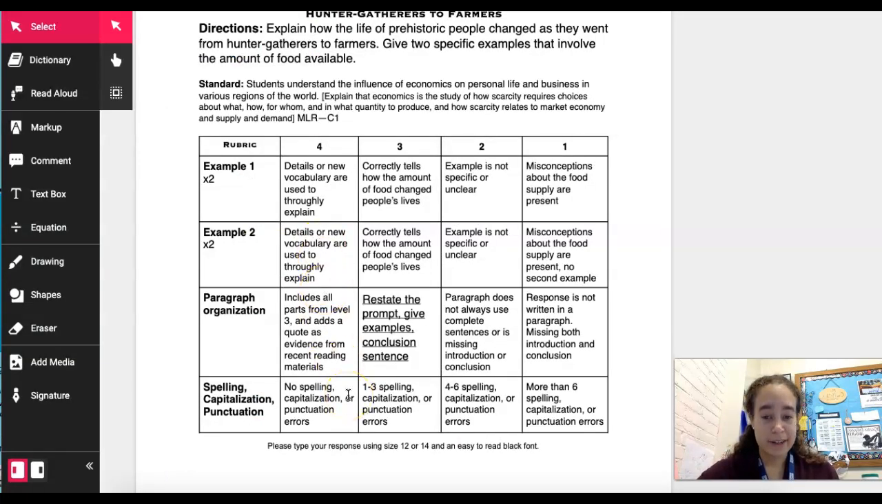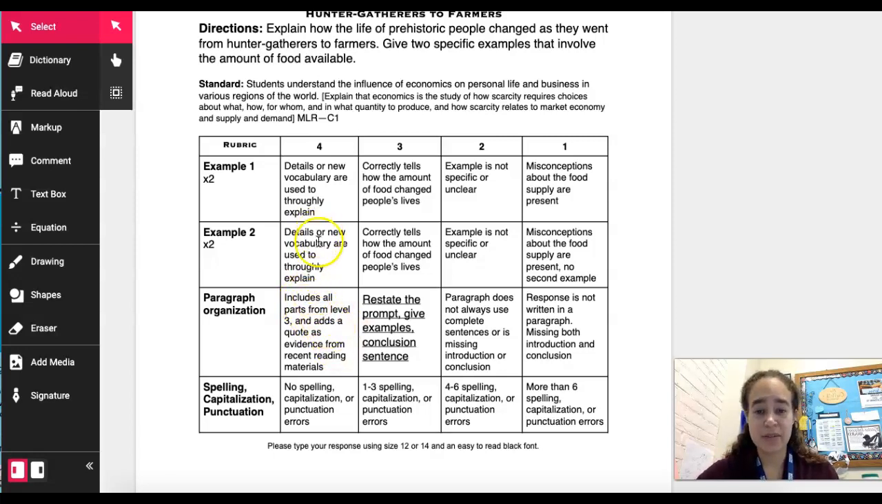Your paragraph has to be written to look like a paragraph. Okay, restate the prompt. Give me a little bit of a topic sentence using some of the information from the directions. Give your 2 examples and a conclusion sentence at the end. Okay, that's automatically going to give you at least 4 sentences in your paragraph. Most of the time it's going to be even more than that. Okay? But there's no way you could possibly be finished having fewer than 4 sentences.